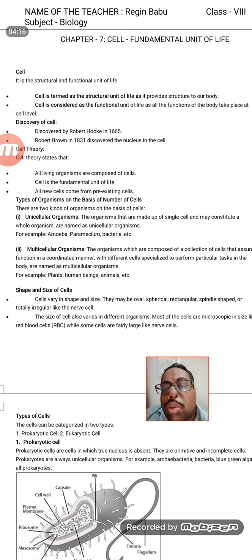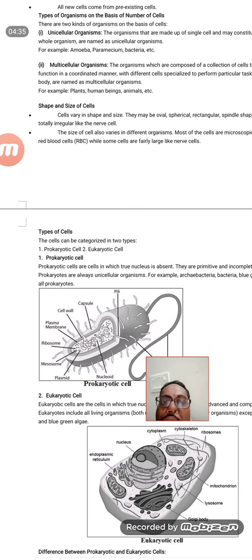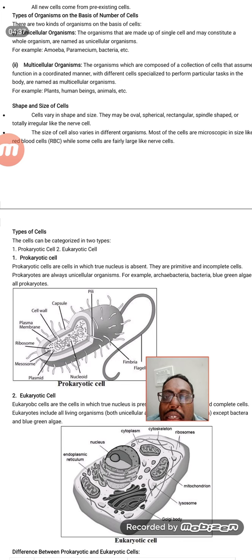After that, the scientists divided cells into two types: unicellular and multicellular. We have different shapes and sizes of cells, such as oval, rectangular and spindle shaped. And now we know about the structure of the RBC, which is biconcave. The main thing is that we came to the conclusion that there are two types of cells: the prokaryotic cell and the eukaryotic cell.